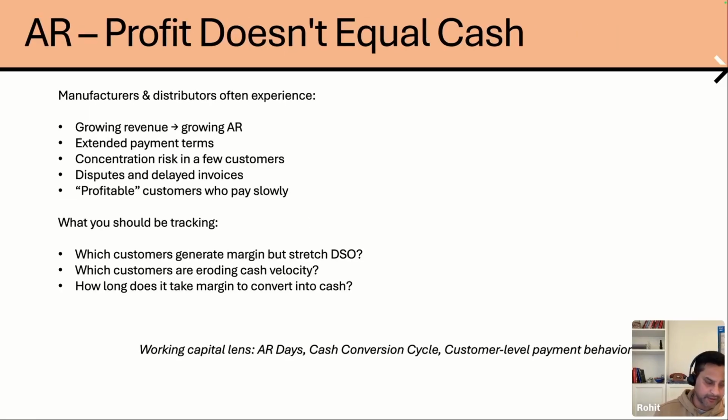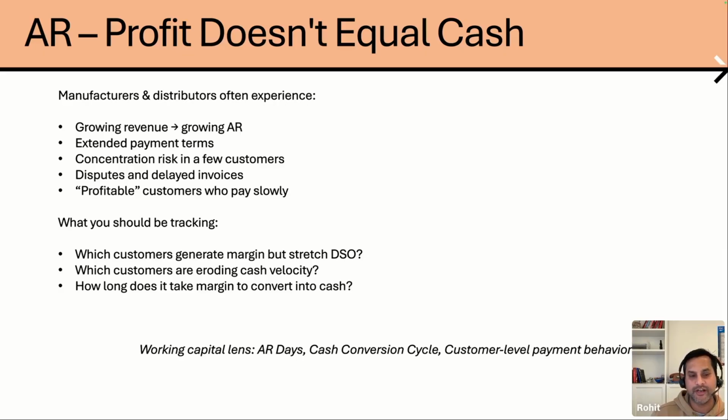Okay. Now let's look at the cash side of things. So AR: profit does not include cash. I think anyone who has spent even 5 minutes in collections, with invoices not being paid and so forth, knows exactly what this means. Revenue does not mean money in the bank account. Okay. And I think pretty much all of us have gone through that.